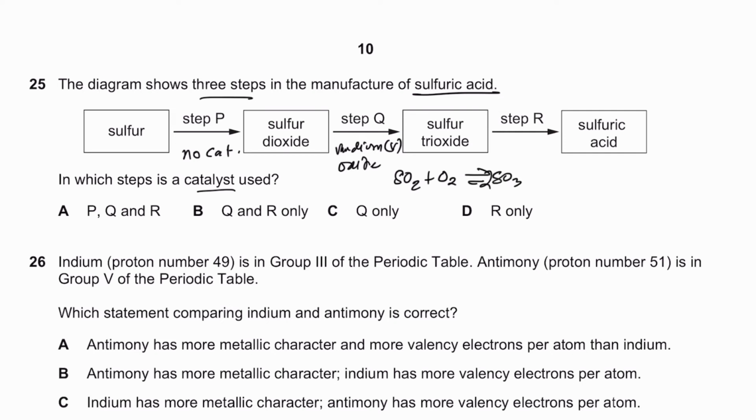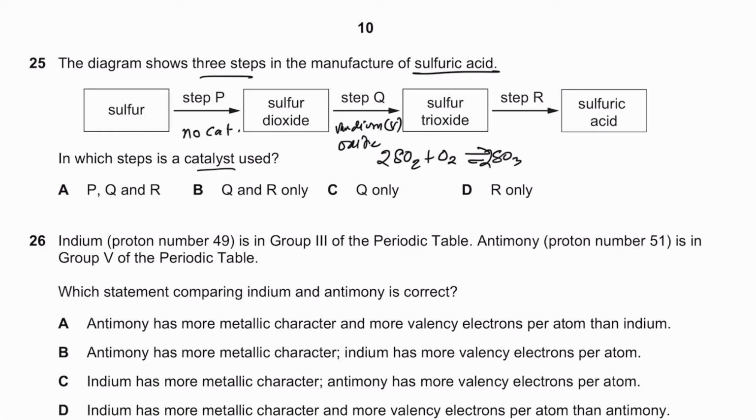So we're going to put 2 over here, which is going to make it 6. So we put 2 over here. So the answer is going to be this step. In step R, we only use oleum and water, so this is not going to be an answer. So the answer is going to be C, which is Q only. So this was our answer, step Q.